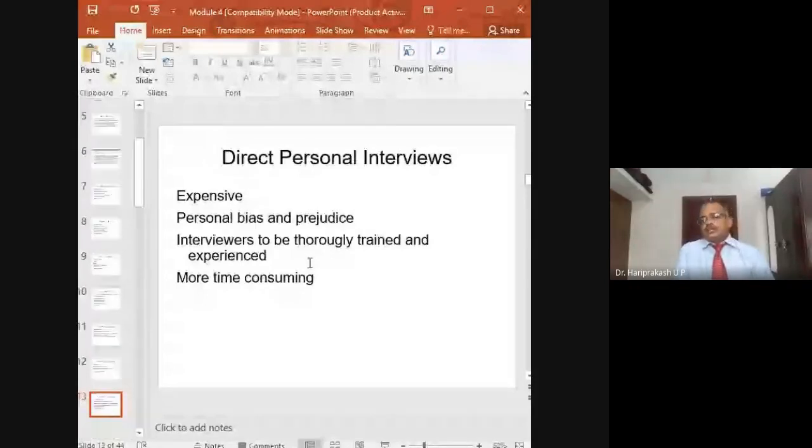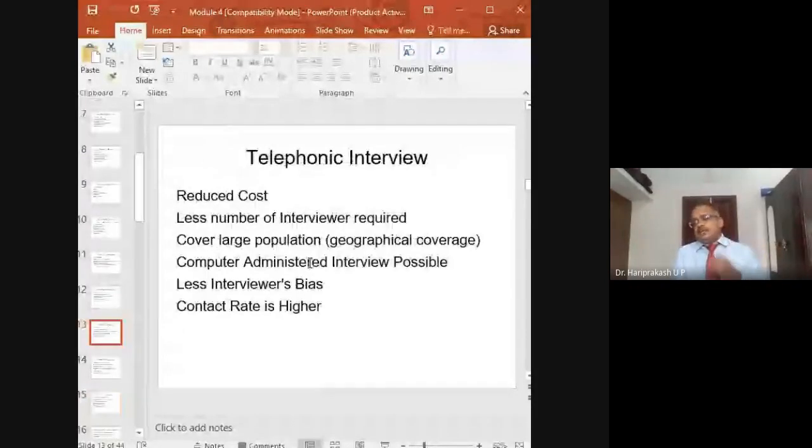Telephonic interview. Sometimes an interview may be conducted face to face or it may be conducted through the telephonic method also. Here the cost is lesser compared to face to face because you are calling over a telephone. You need not travel across, so traveling cost is reduced. Fewer interviewers are required, as one person can cover a larger area. Fewer interviewers are required. It can cover a larger population and geographical area.